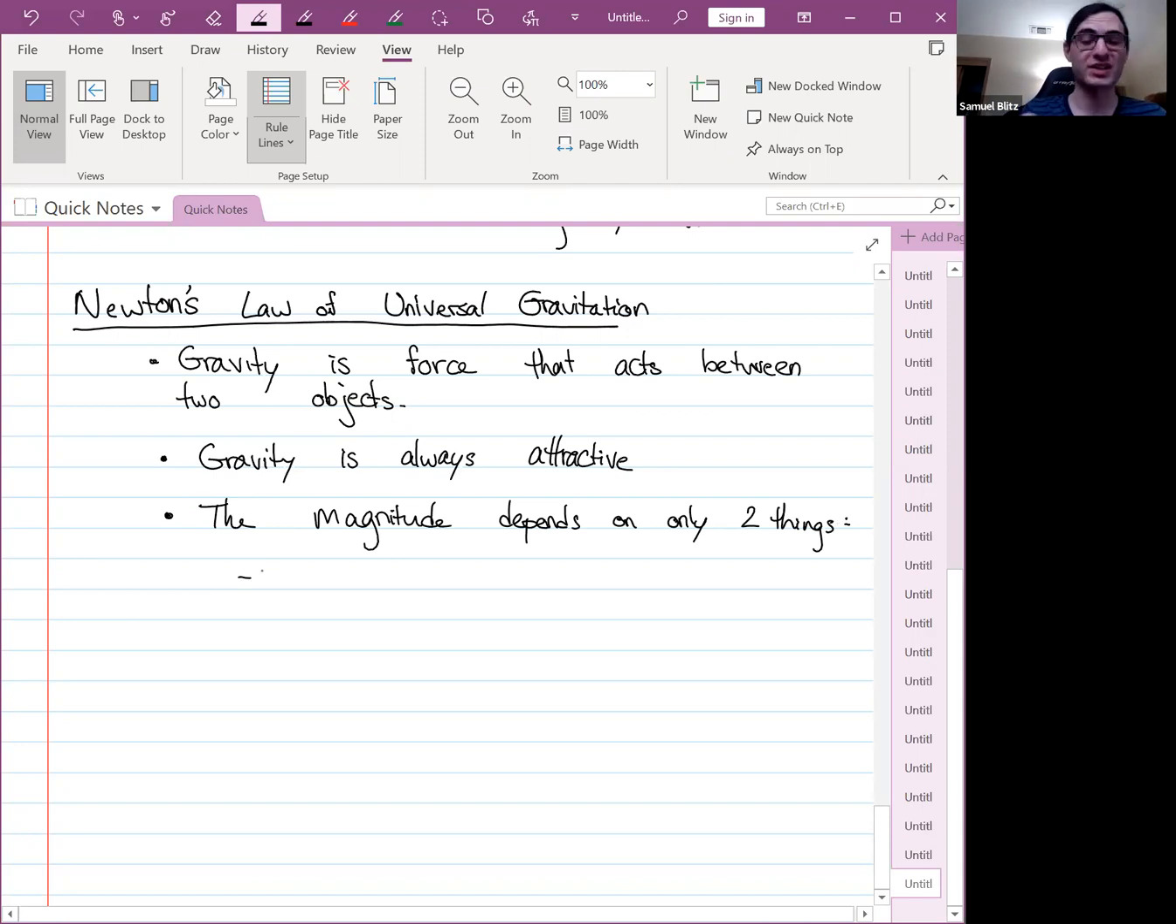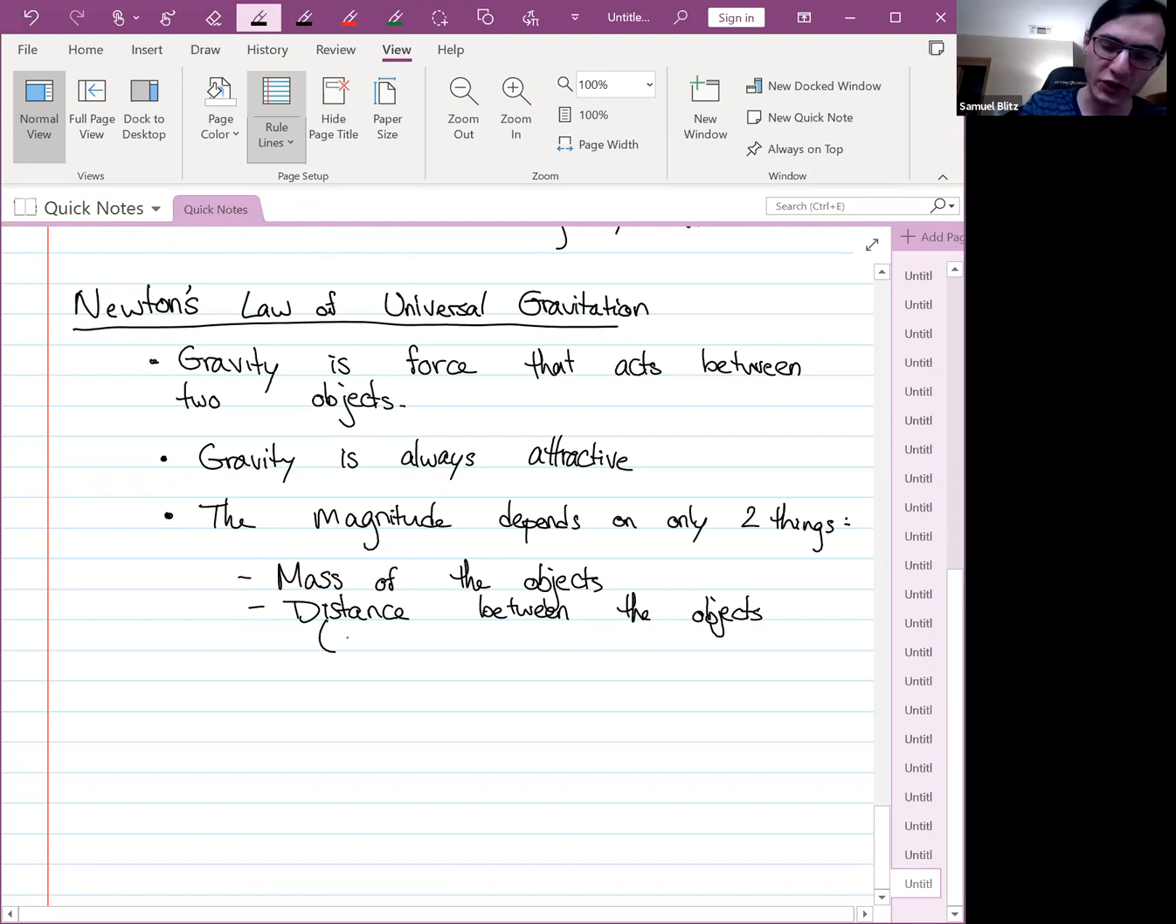So one of the things it depends on is the mass of the objects. If the masses of the objects are different, then the gravitational force between those objects will be different. Second thing is the distance between the objects. In particular, it's not just that if they're further away, then something happens. We actually know exactly how the distance relates to the magnitude. It's by an inverse square, and I'll explain what that means in a minute.